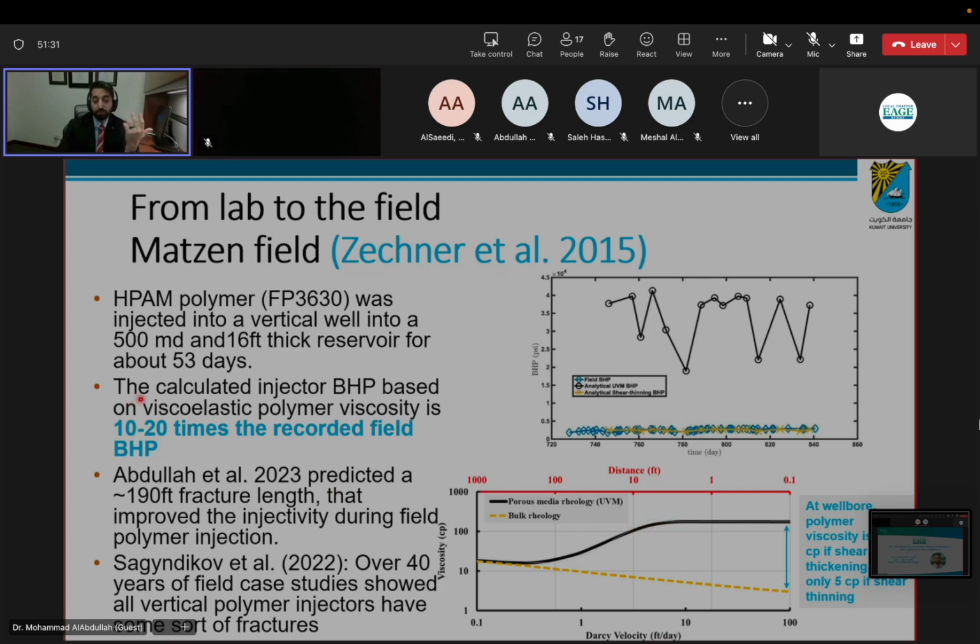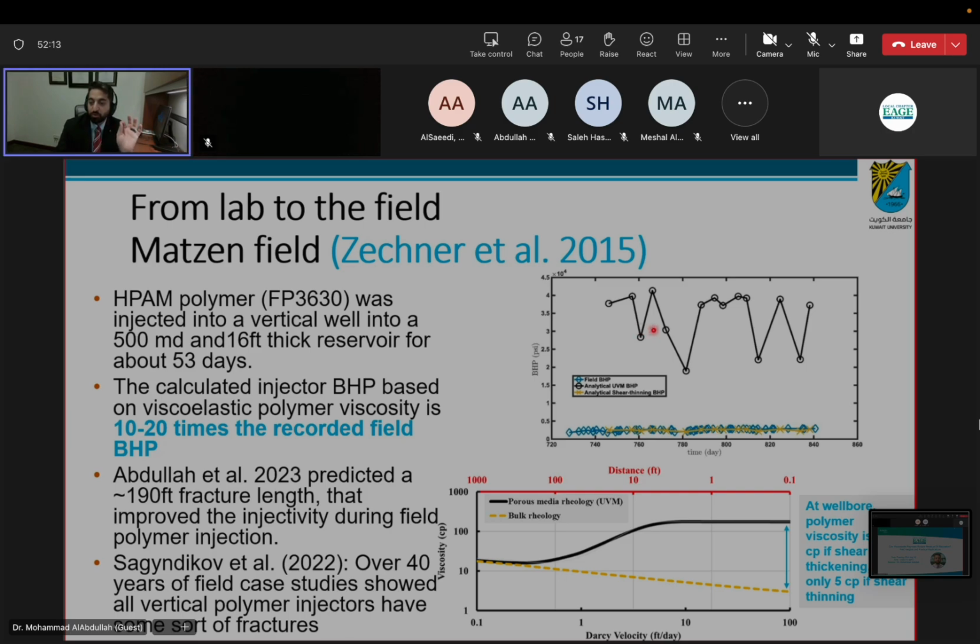But the problem that we face, the calculated injected bottom hole pressure based on viscoelastic polymer viscosity, that black curve, is 10 to 20 times the recorded field bottom hole pressure. Let's see here. This is my bottom hole pressure versus time. The field is the blue triangles in there. What they recorded around 2,000 psi. But what we calculated, according to the viscoelasticity, that was 10 to 20 times whatever they have recorded. So it was kind of bizarre for us.